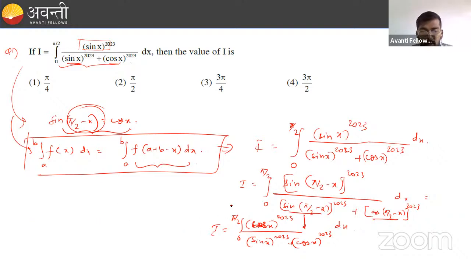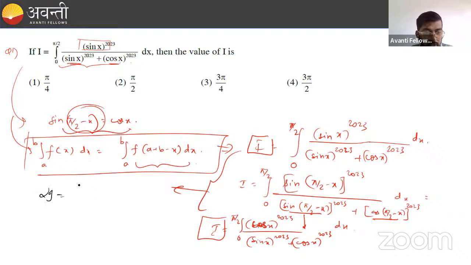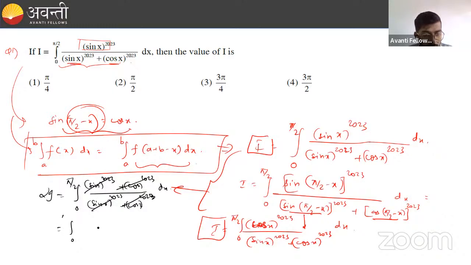So now I will add this I and this I. What I'll get is 2I equals integration 0 to pi by 2 of sin to the power 2023 plus cos to the power 2023 upon the same thing, sin to the power 2023 plus cos to the power 2023 dx, right? So this gets cancelled, it becomes 1. So we get 2I equals integration 0 to pi by 2 of 1 dx.